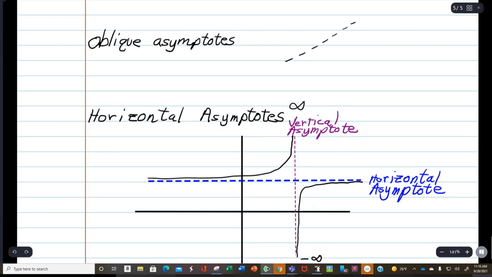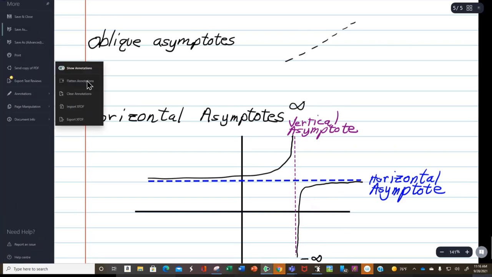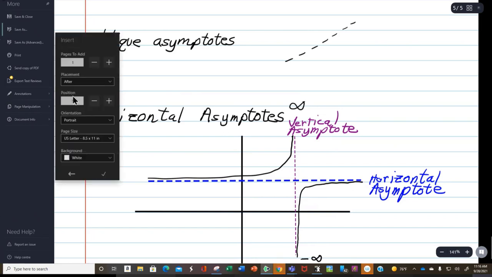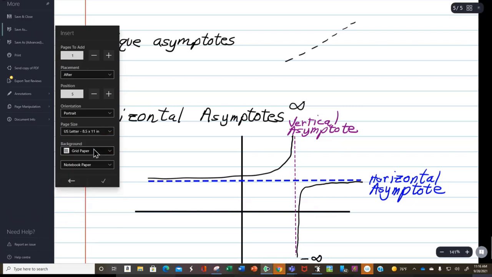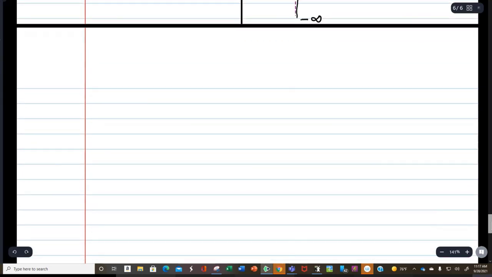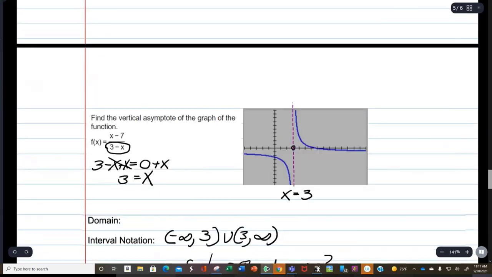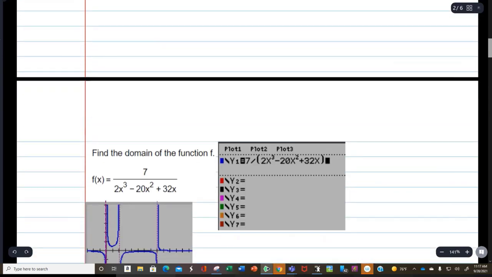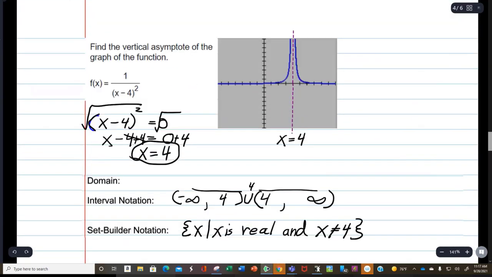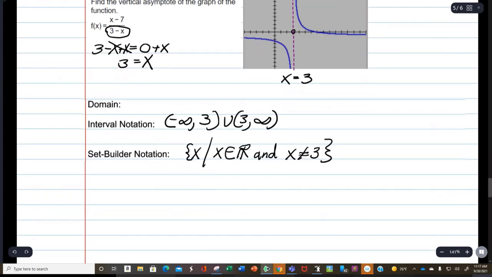Okay, now, here comes the hard and the easy stuff that we are going to talk about again tomorrow, but annotations, flatten, yes. That's because I'm about to add another page. Insert a page. I don't want it white. I want it to be notebook paper. Okay. There. Now I am going to go back to... Yes, this is what I want.